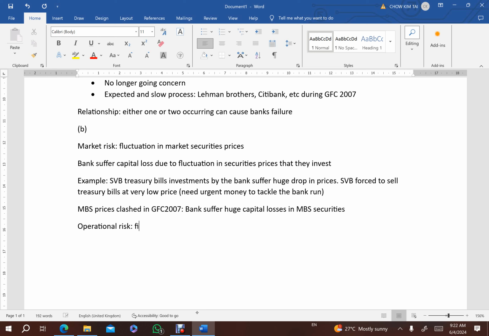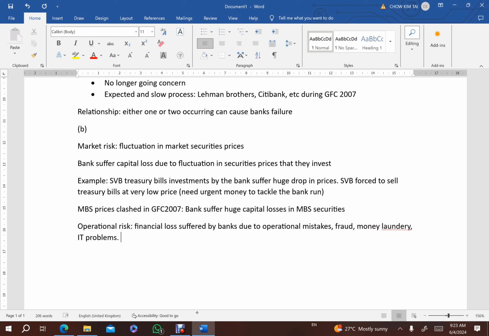Okay, this refers to the financial loss suffered by banks due to operational mistakes or fraud. When there's money laundering, when there's terrorist activities, when there's IT problems.